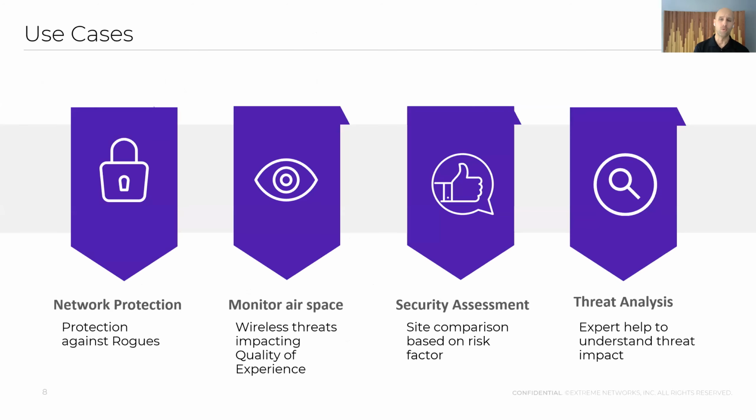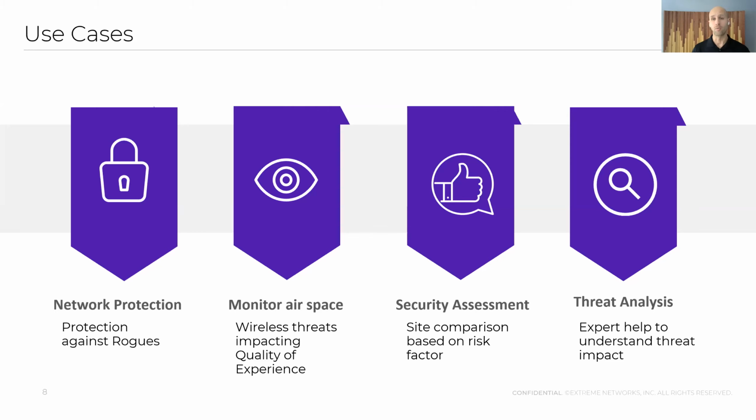So the use cases for AirDefense Essentials are pretty straightforward. Network protection is the basic protection against rogues. We want to identify those rogue access points, but we also want to be able to mitigate those. So we give you that feature within AirDefense Essentials. Nowadays, access points and rogues do not need to be plugged right into the hardwired network, so they're becoming a little bit more difficult to monitor and to mitigate.